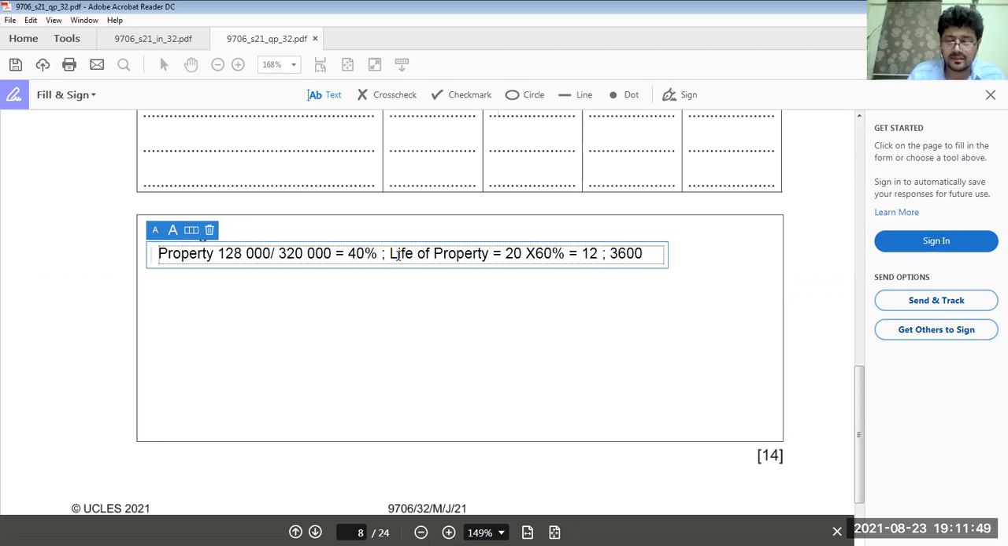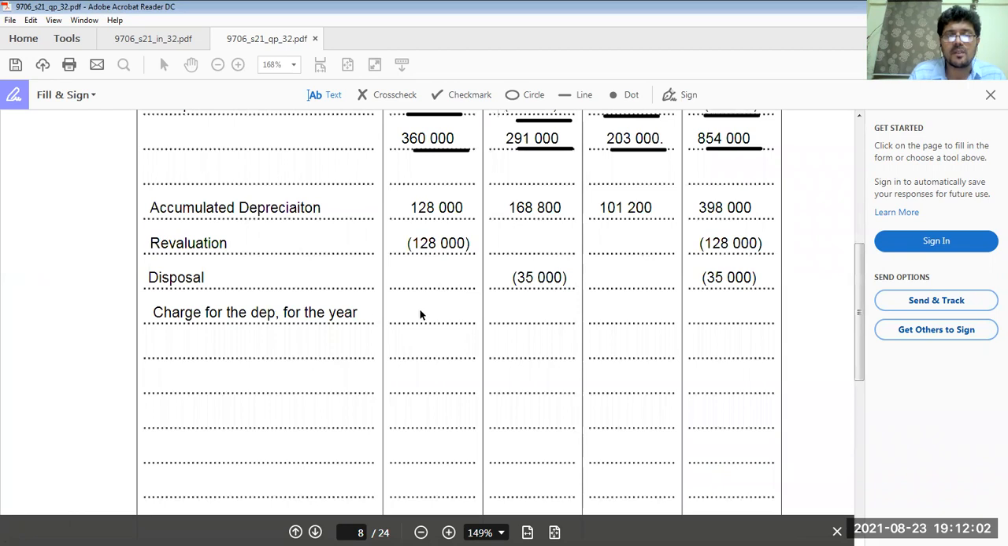Now the new value of property is how much? 3,60,000 divided by the remaining life, 12 years. The answer would be 30,000. So this is the depreciation charge for property, 30,000. Getting my point clear?